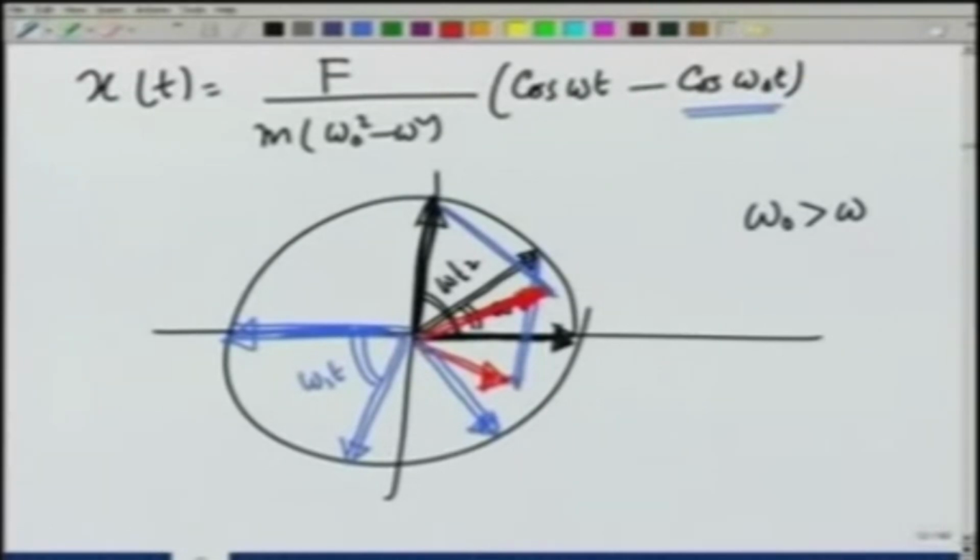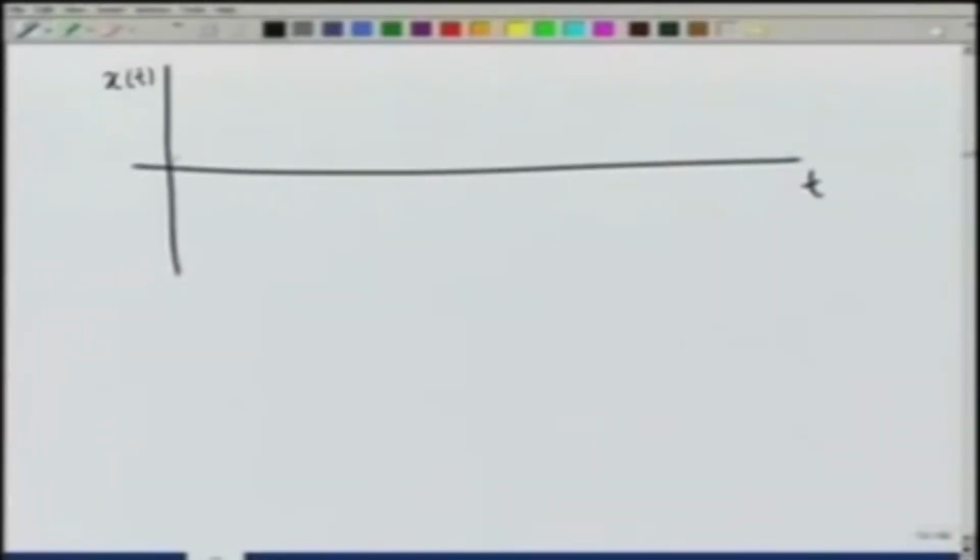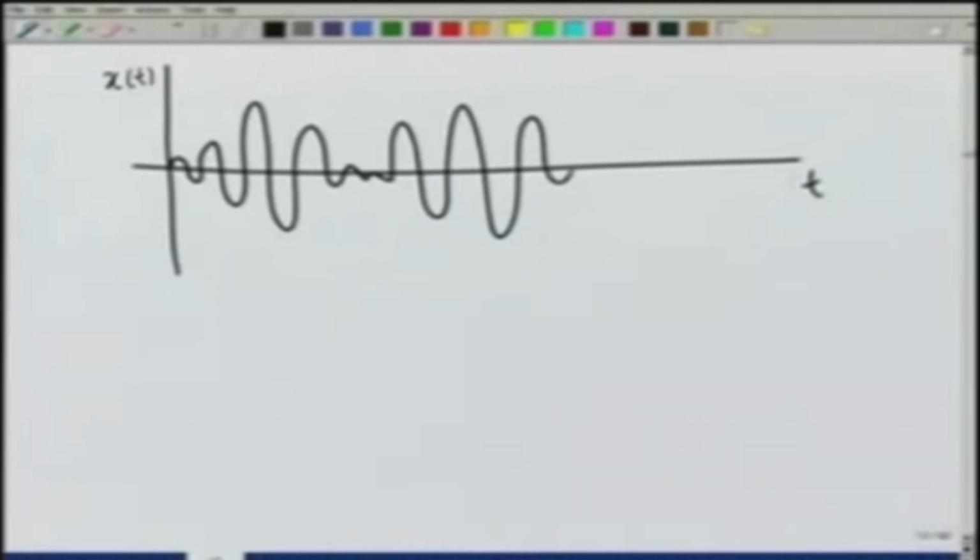So, it oscillates obviously between these two extremes, but the amplitude keeps on changing. If I were to see this displacement and plot it on a displacement versus time plot, it would look something like this. It starts, the amplitude goes up, comes down, starts again, goes up, comes down, goes up, comes down, and so on. So, the amplitude sort of changes with time.